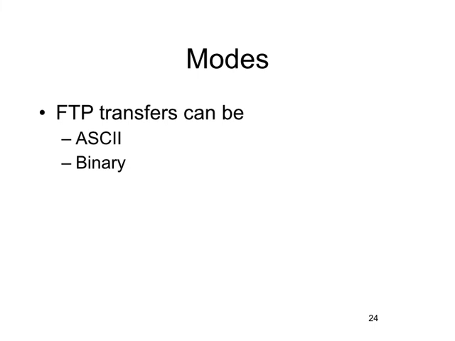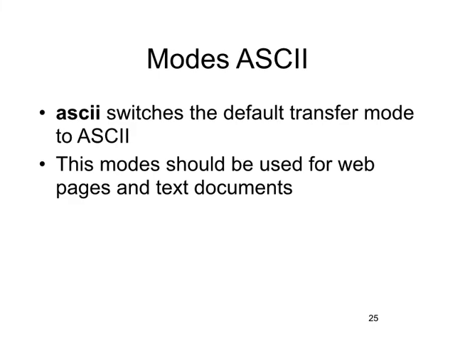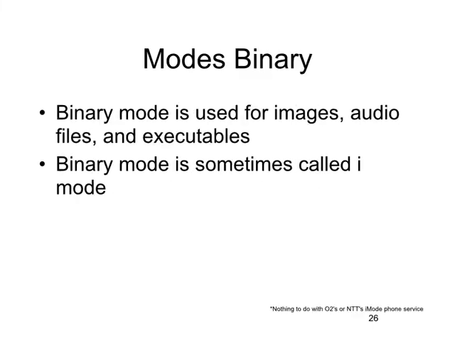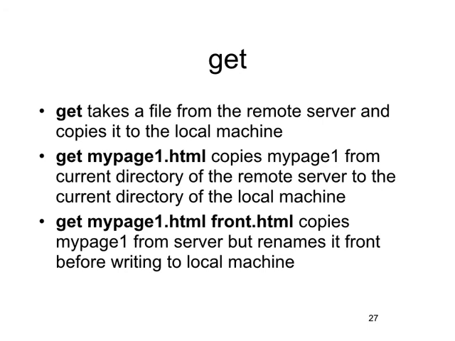There are two modes of transfer. There's ASCII and there's binary. For, say, an HTML file, you should use ASCII, but for an image, you should use binary. So you can switch between modes. You can say ascii to switch to ASCII, and you can switch to binary mode as well. Okay. get will take files from the remote server and copy them to your local machine.